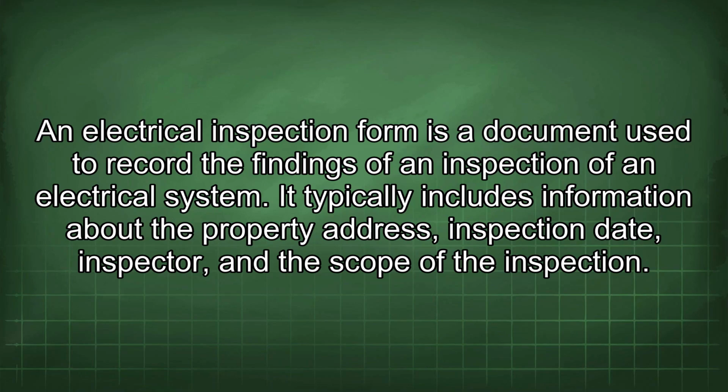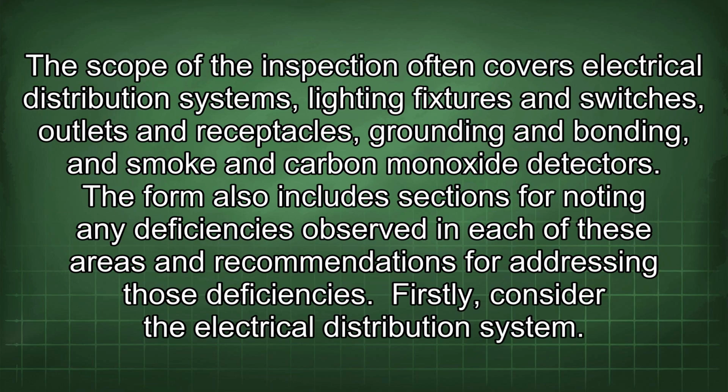An electrical inspection form is a document used to record the findings of an inspection of an electrical system. It typically includes information about the property address, inspection date, inspector, and the scope of the inspection. The scope of the inspection often covers electrical distribution systems, lighting fixtures and switches, outlets and receptacles, grounding and bonding, and smoke and carbon monoxide detectors.